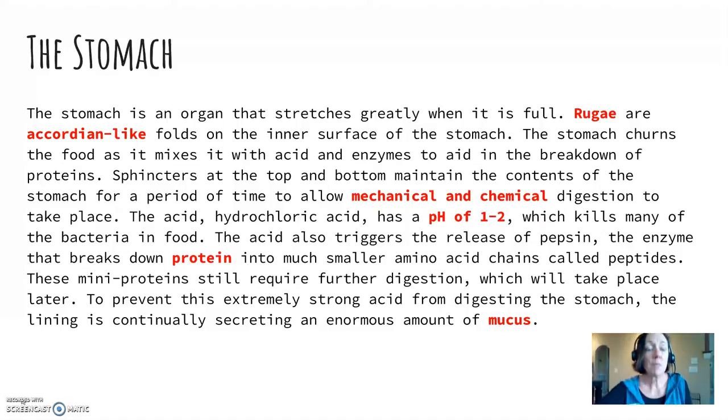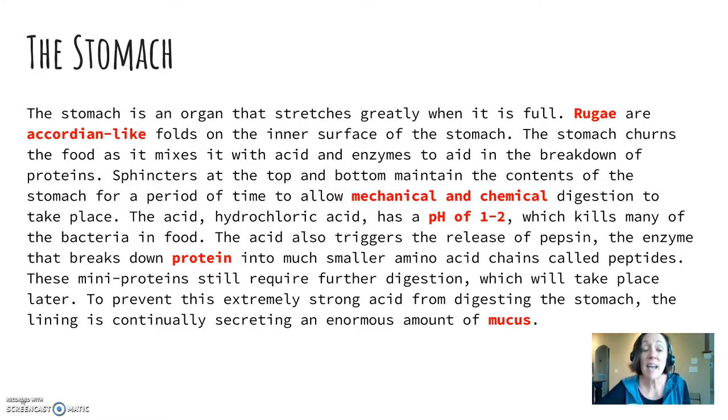The stomach is an organ that can stretch a lot when it's full, and that's because of rugae. Rugae are accordion-like folds on the inner surface of the stomach. They're like pleats and folds, and they allow the stomach to expand, and it also lets the stomach churn the food as it mixes it with acid and enzymes to aid in the breakdown of proteins. Sphincters at the top and the bottom maintain the contents of the stomach for a period of time to allow for mechanical and chemical digestion to take place.